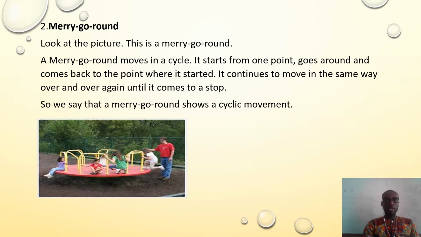Let's take a look at another one. We have the merry-go-round. So in the picture, you can see a merry-go-round there. A merry-go-round moves in a cycle. It starts from one point, goes round, and comes back to the point where it started. It continues to move in the same way over and over again until it comes to a stop. Therefore, we can say that the merry-go-round also shows a cyclic movement.